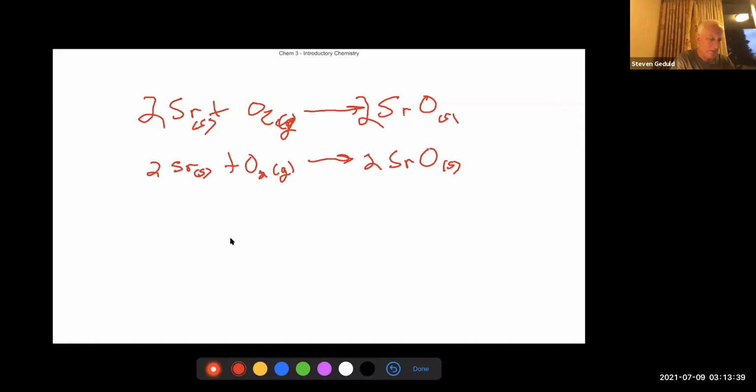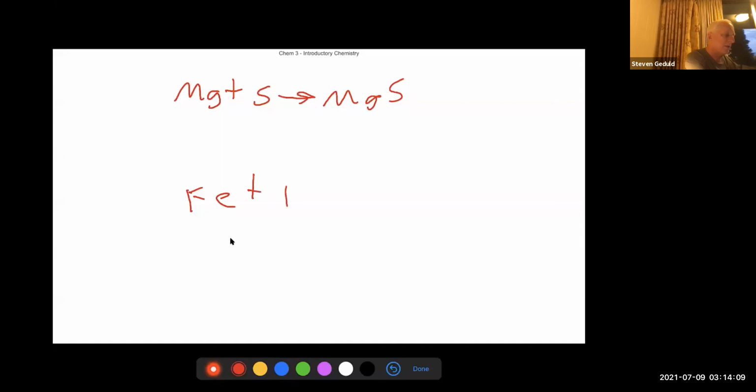Okay. This next one says determine whether each reactant gains or loses electrons to form an ionic compound. Okay, and your examples are magnesium plus sulfur goes to MgS, and your other one is iron plus iodine goes to iron iodide. Okay, and you want to know if this gains or loses electrons, and this gains or loses electrons.